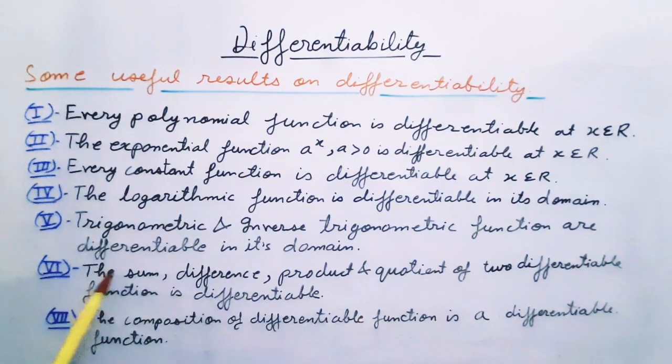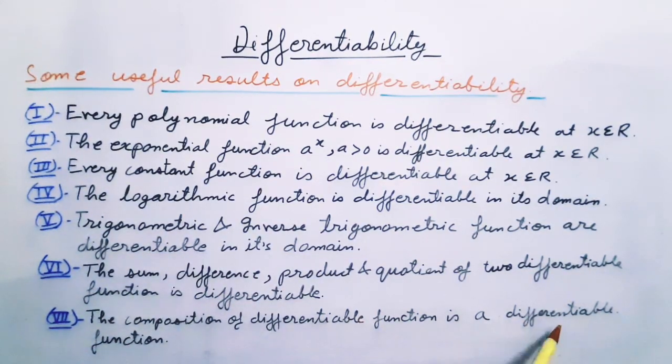Sixth point, the sum, difference, product and quotient of two differentiable functions is differentiable. Seventh point is the composition of differentiable functions is a differentiable function. So these are some useful results on differentiability.